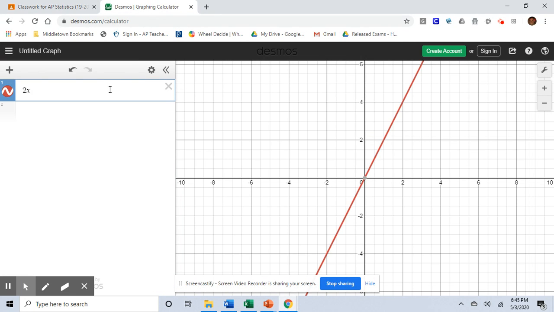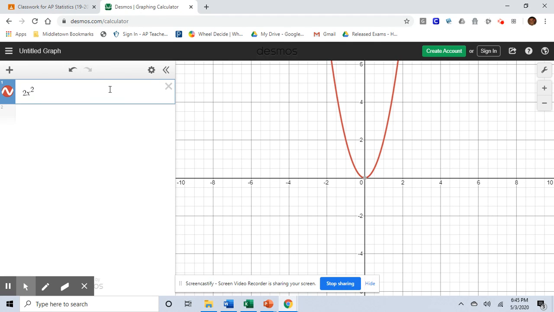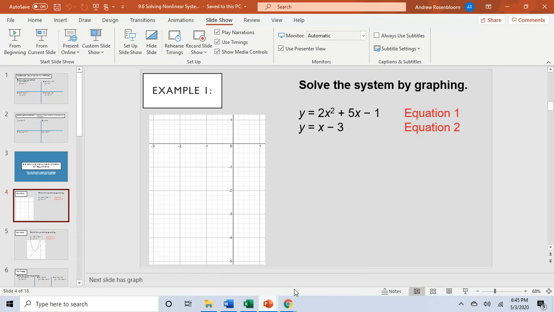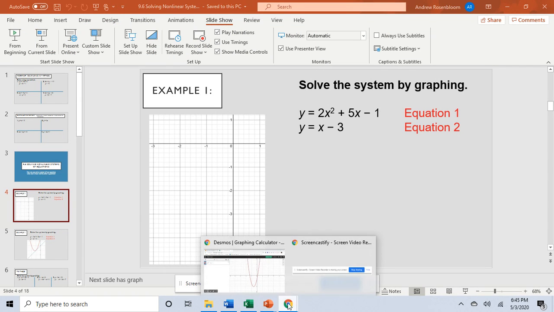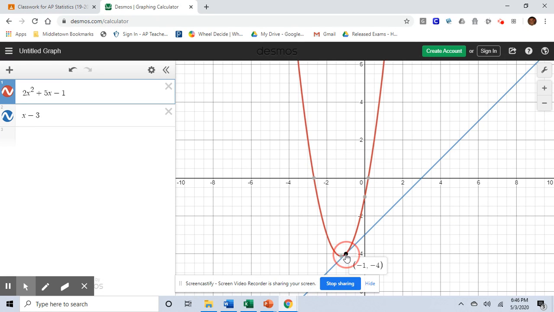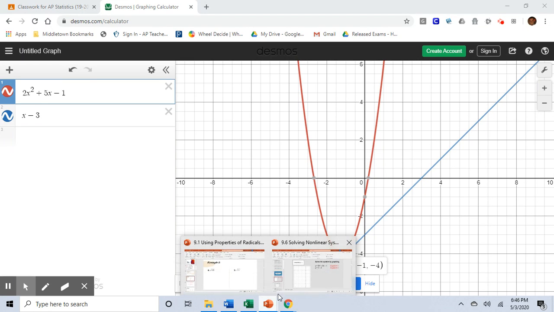So we have 2x squared plus 5x minus 1. And then we have x minus 3. So what we're looking for here is the point of intersection. And you can see that if we look here, these two graphs intersect right here at that one particular point, which is at -1, -4. So our only solution to this particular set of equations would be -1, -4.